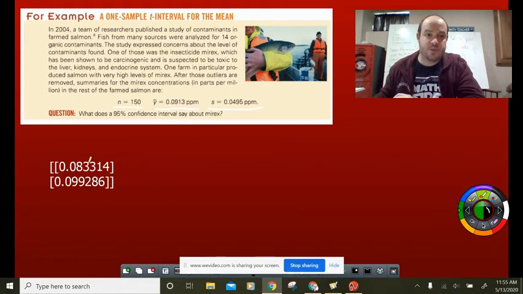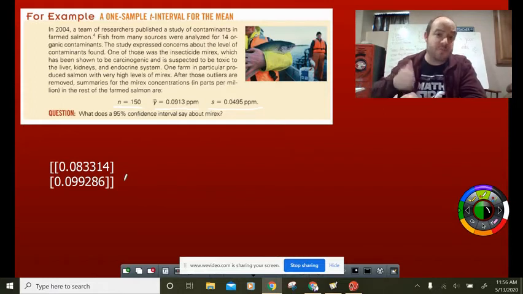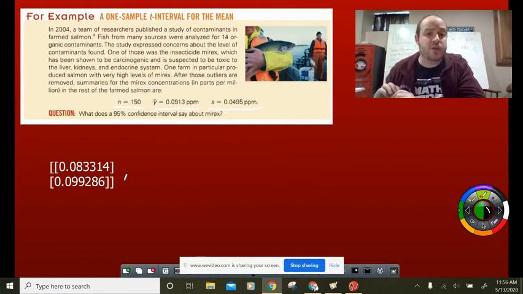So 0.083314 to 0.099286. So what does this mean? It means that we're dealing with means here, not proportions. So if I want to know the true mean of all of my salmon that I got, this sample allows us to say that that true mean level of murex inside of the salmon is probably going to be between 0.08 parts per million and 0.099 parts per million.